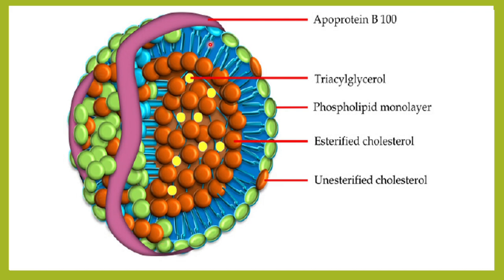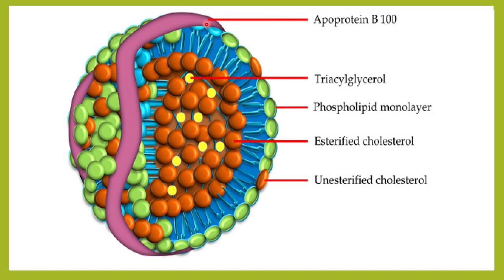This phospholipid gives it structure and stability, and it has two ends. One is the hydrophilic end, by which it combines with the blood, and the other is the hydrophobic end, so that it doesn't mix with the triglycerides and cholesterol. It helps to maintain a pore through which it can carry triglyceride and cholesterol to the cells. The phospholipid monolayer also has unesterified cholesterol in between, and the inside core is made up of triacylglycerol, that is triglycerides, and also esterified cholesterol.